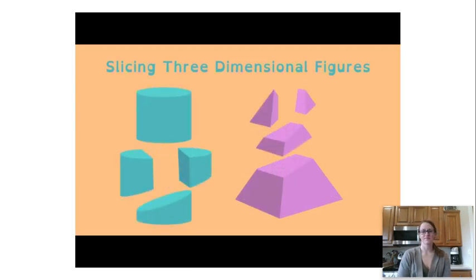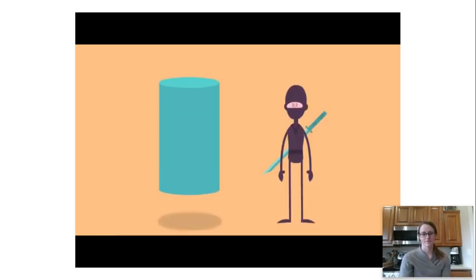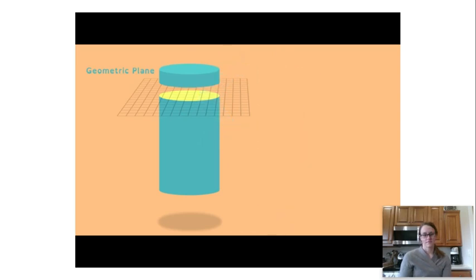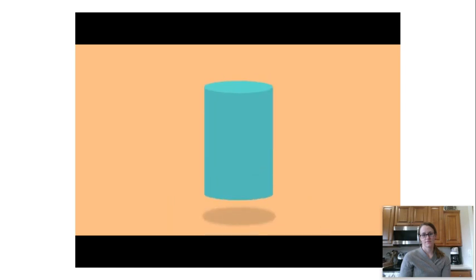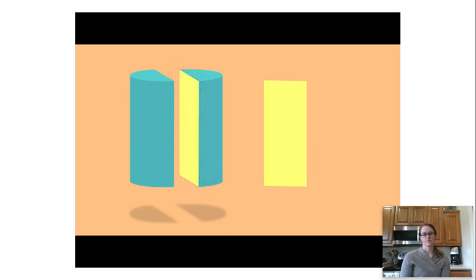Slicing solid, three-dimensional figures results in different two-dimensional shapes, depending on how you slice them. If you cut through a cylinder with a geometric plane parallel to the cylinder's base, the two-dimensional cross-section is a circle. Any way you slice it, you can get two-dimensional shapes from three-dimensional figures. When you slice a cylinder from top to bottom, perpendicular to its base, then look at the cross-section straight on, you get a rectangle.